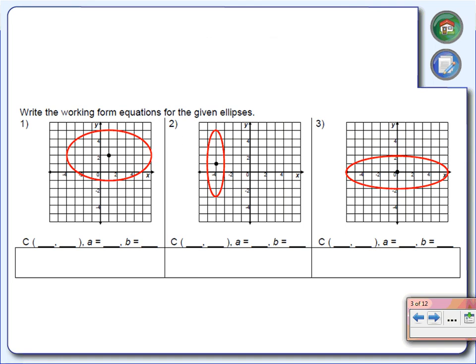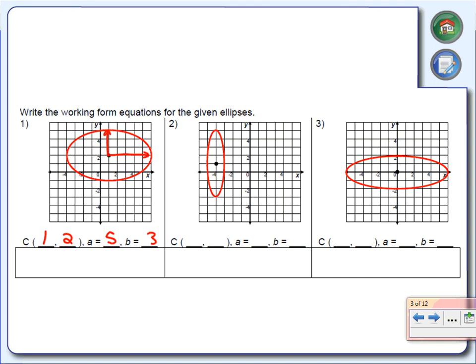Number 1, they give us the graph, and we've got to come up with the equation. Well, to get that equation, we need to know 3 things. The first thing we need to know is what is the center of this ellipse? 1, 2. There's your center. But along with that, we also need to know what's the horizontal distance. In other words, what's the distance from the center to the right of that ellipse there? What is that distance? 5. We also need to know the vertical distance, the distance from the center to the top of this ellipse here. And what is that distance? 3. So we're going to need those 3 things in order to write the equation.